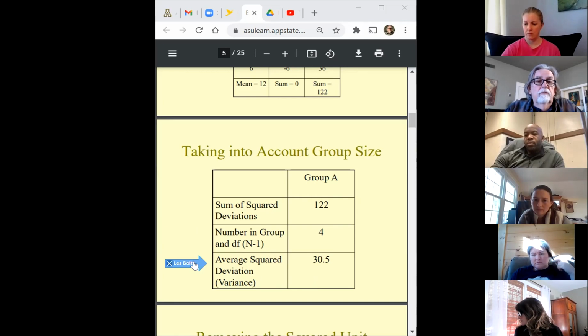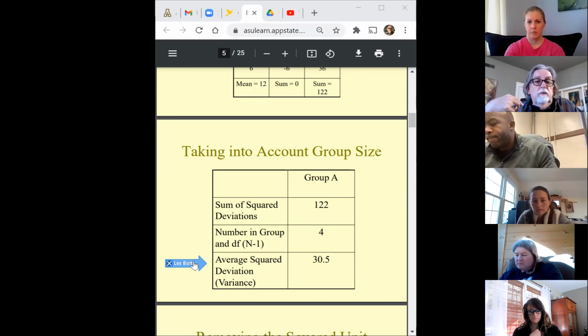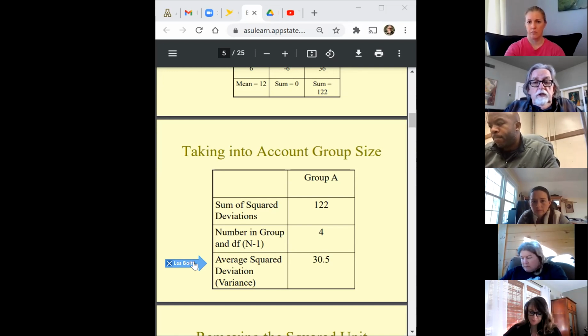Don't forget where this comes from. It's deviation scores squared, and that gives us the sum of squares. Then we take the sum of squares divided by n-1, and we get what's called the average squared deviation, or the more common term, variance. So when we talk about variance within a data set, which we will talk about quite a bit when we get to ANOVA, we're talking about this average squared deviation.